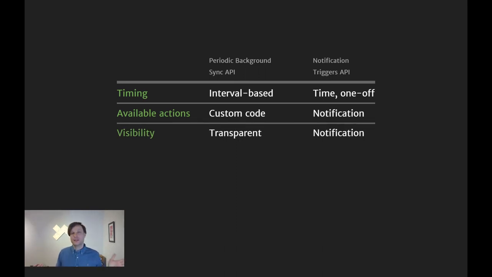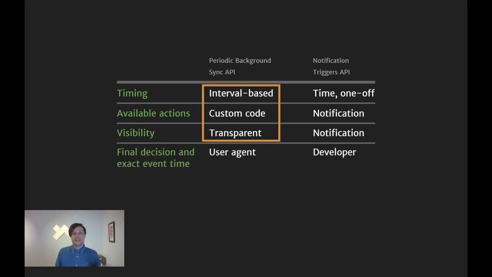Visibility for the user. PBS is completely transparent. I mean, it happens in background. If we don't want to inform the user that some code is running, we do not inform the user. In notification triggers, obviously, the notification is intended to be visible. It's a native browser notification.